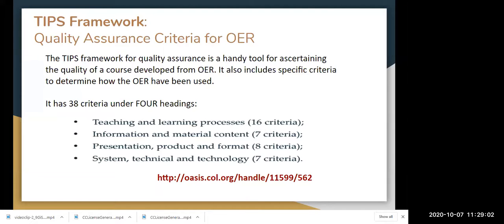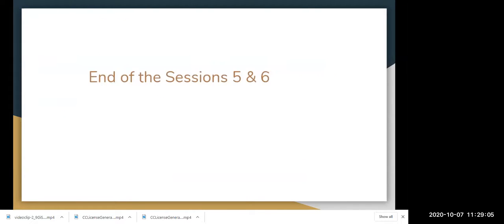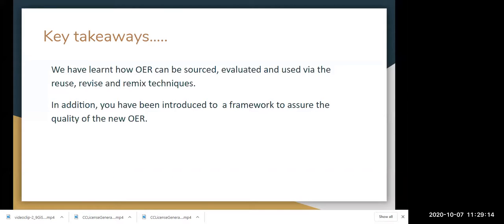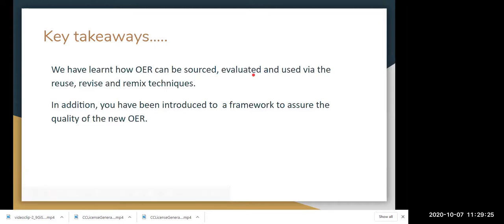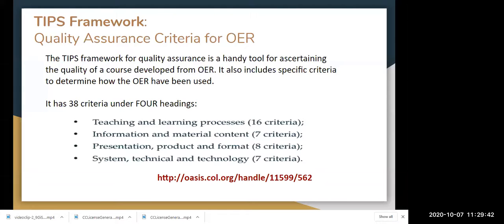Okay, so with that, I have come to the end of sessions 5 and 6 for day 3. We'll have a Q&A session in a short while. Before that, here are some of the key points that I have covered in today's workshop. We have learned how OER can be searched or sourced, evaluated, and used via the reuse, revise, and remix techniques. In addition, you have been introduced to a framework to assure the quality of this new OER. Basically the framework is the TIPS framework, as I explained a short while ago.